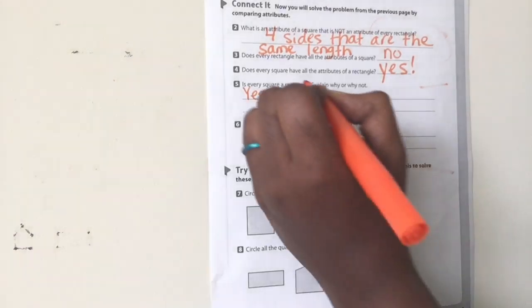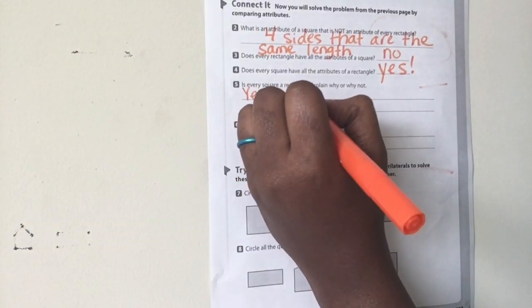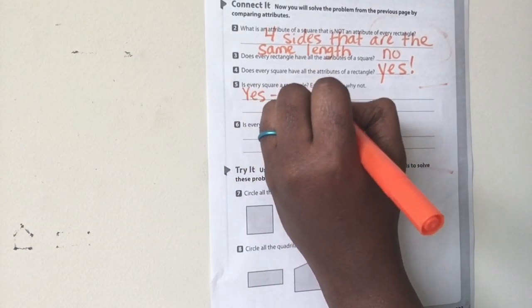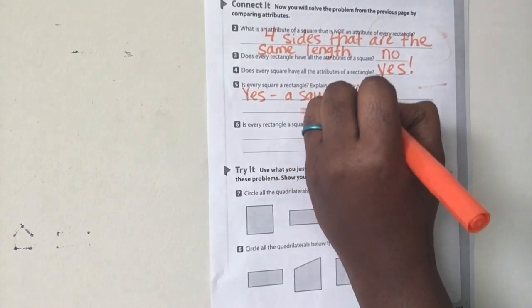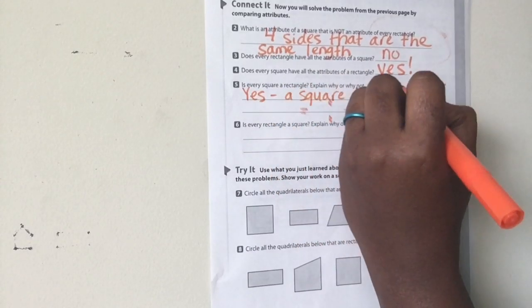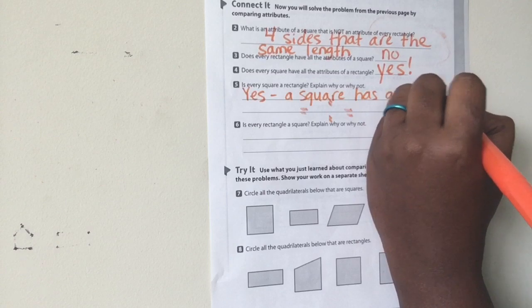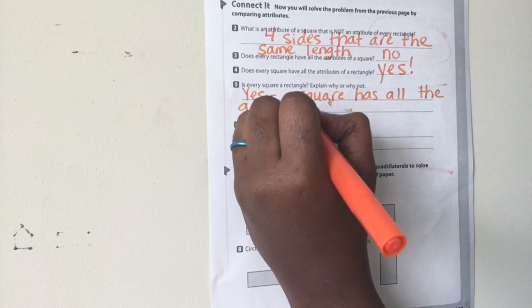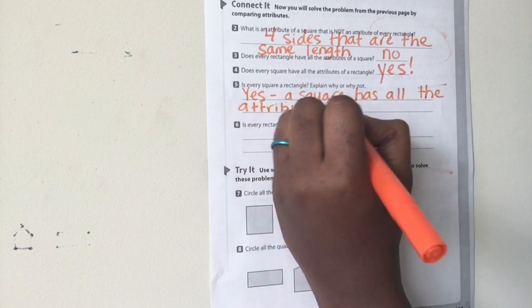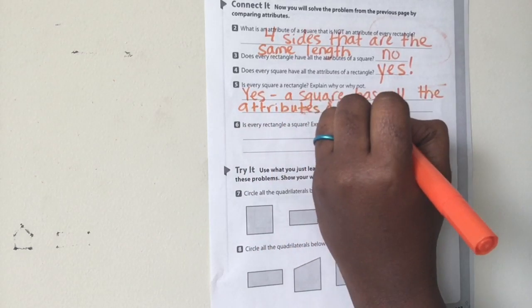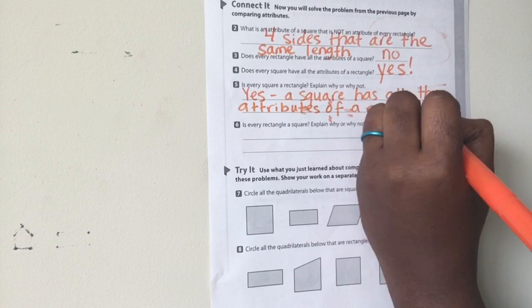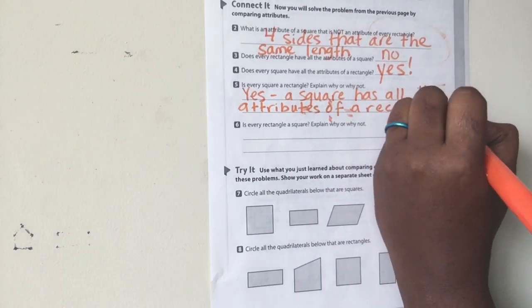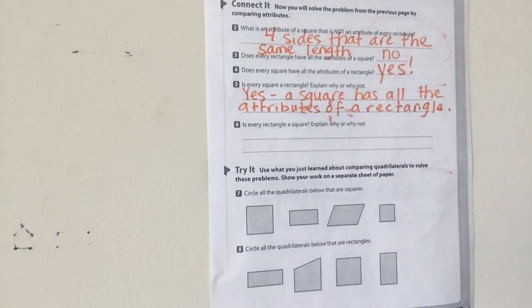Here's how I want you to explain it. A square has all the attributes of a rectangle. And we just talked about all of the things that a square has that a rectangle has to have. Rewind it back if you are a little fuzzy on that.